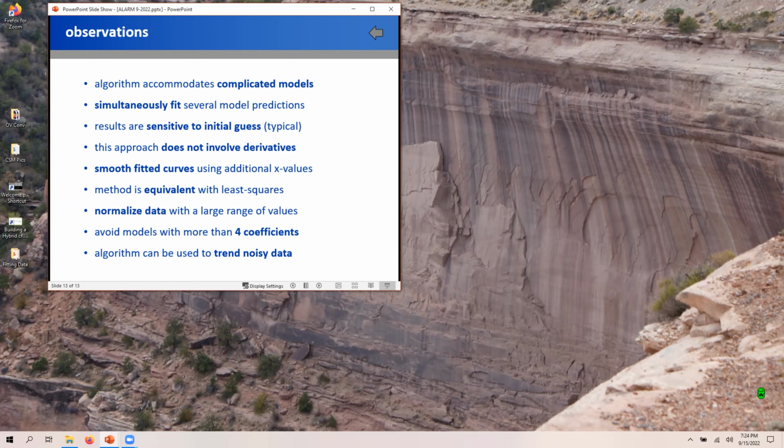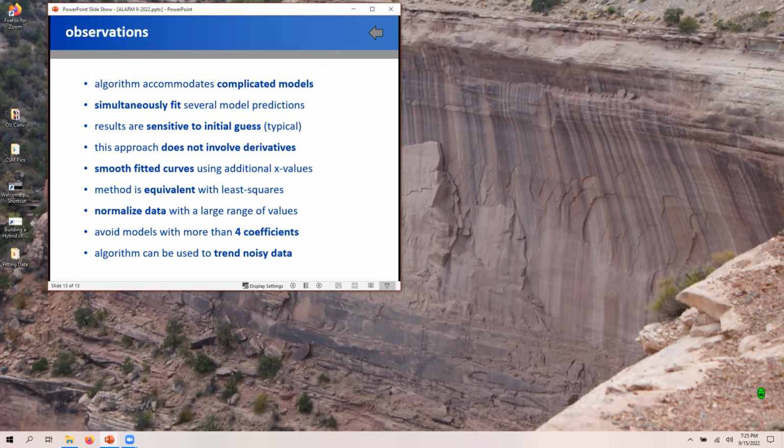Integrals smooth curves; derivatives go the other way. So every time you have to take a derivative, you are at risk. As with least squares, you have to normalize data if it's over a large range of values. I would avoid models with more than 4 coefficients. If you've got a good reason, great, but at some point maybe that's not really the answer.